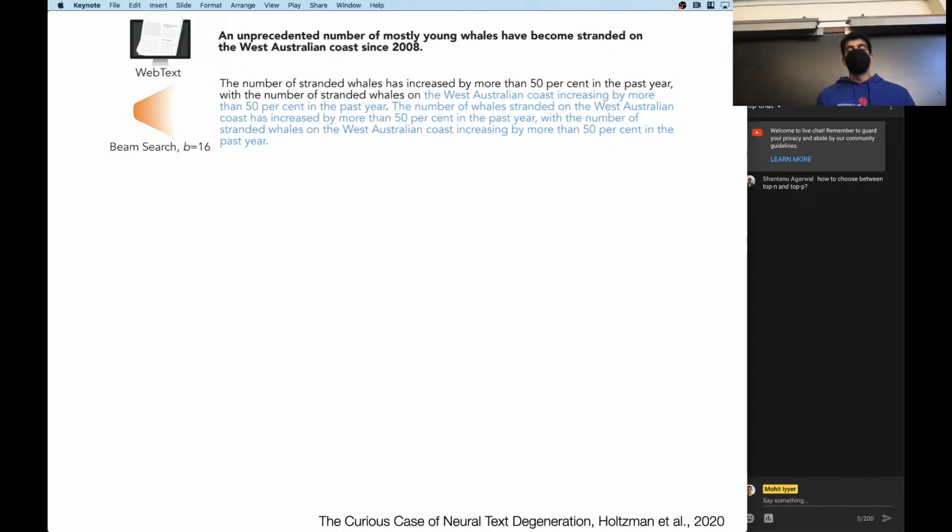Okay, so let's look at some examples. This is an example from the Nucleus Sampling paper that shows the differences between all of these methods. The input is: an unprecedented number of mostly young whales have become stranded on the West Australian coast since 2008. This is what you get if you feed this into a language model and decode text from it. With beam search, with a beam size of 16: the number of stranded whales has increased by more than 50% in the past year, with the number of stranded whales on the West Australian coast increasing by more than 50% in the past year. The number of, and so on, it's just repeating whatever it said before. The blue highlighted text just says that this has been repeated. So you can see that this is not desirable at all.